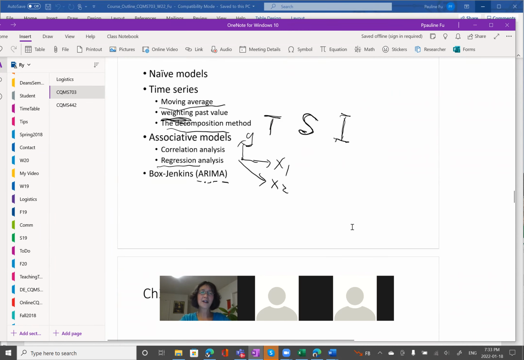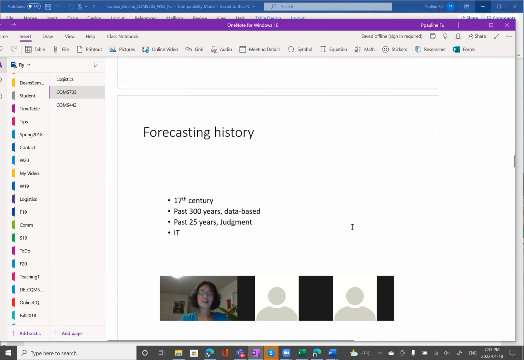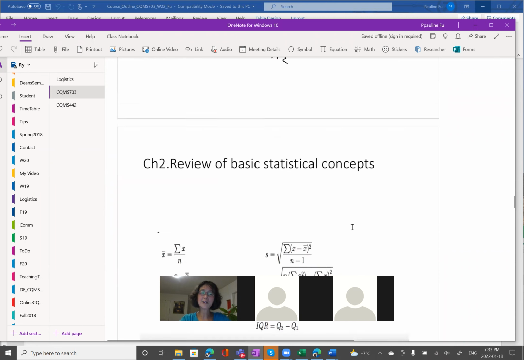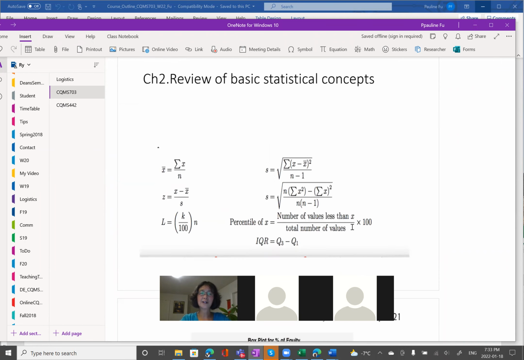Right. So that is chapter 1, overview of forecasting, including those topics. Now chapter 2 is pretty specific about review of basic statistics. I hope most of you already took CQMS1 or 2, but maybe you forget something. This is a good chance to review. Make sure you know how to calculate the average. You add all the numbers together, divided by sample size, that is the average.